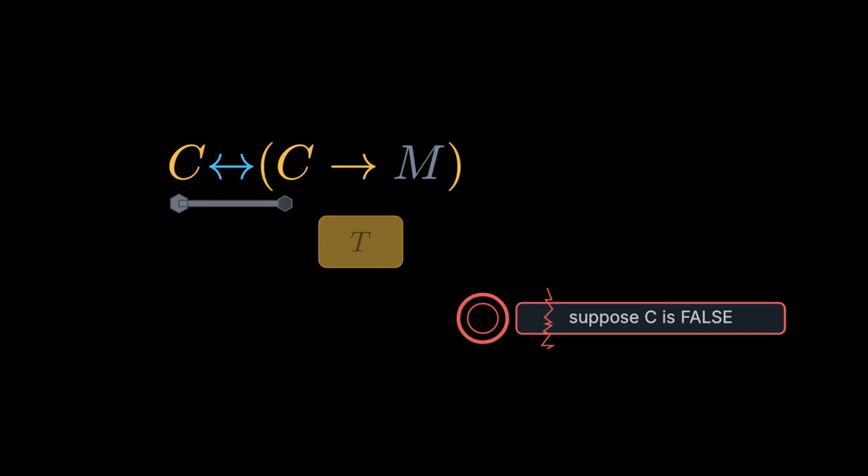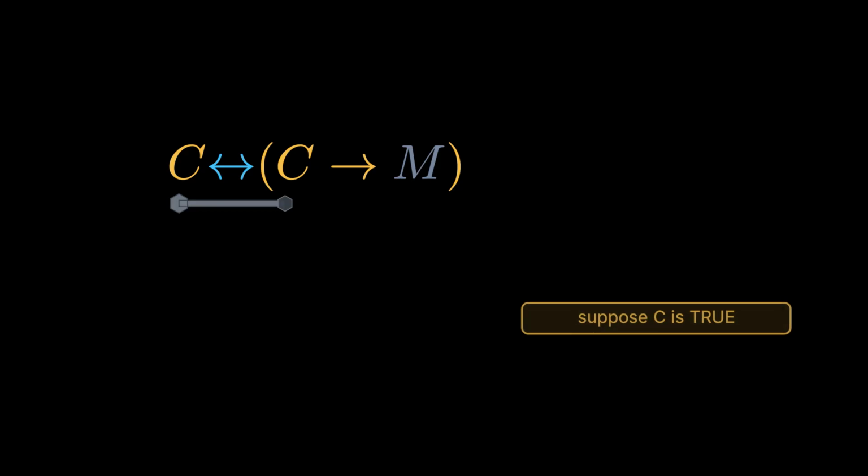So suppose C is true, then C arrow M is true, and its setup C is true, so M is true. You own the moon, you do not? M is false, so C arrow M is false, so C is false. Alarm bell. Both suppositions eat themselves, exactly like Beaky. C has no truth value.